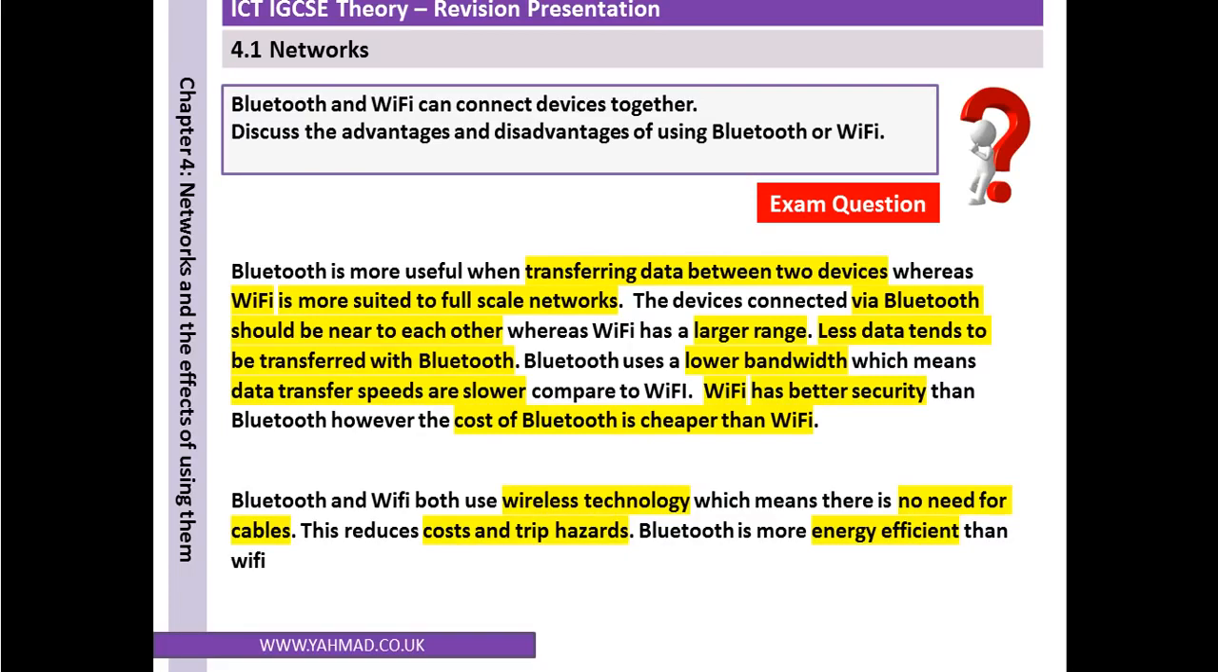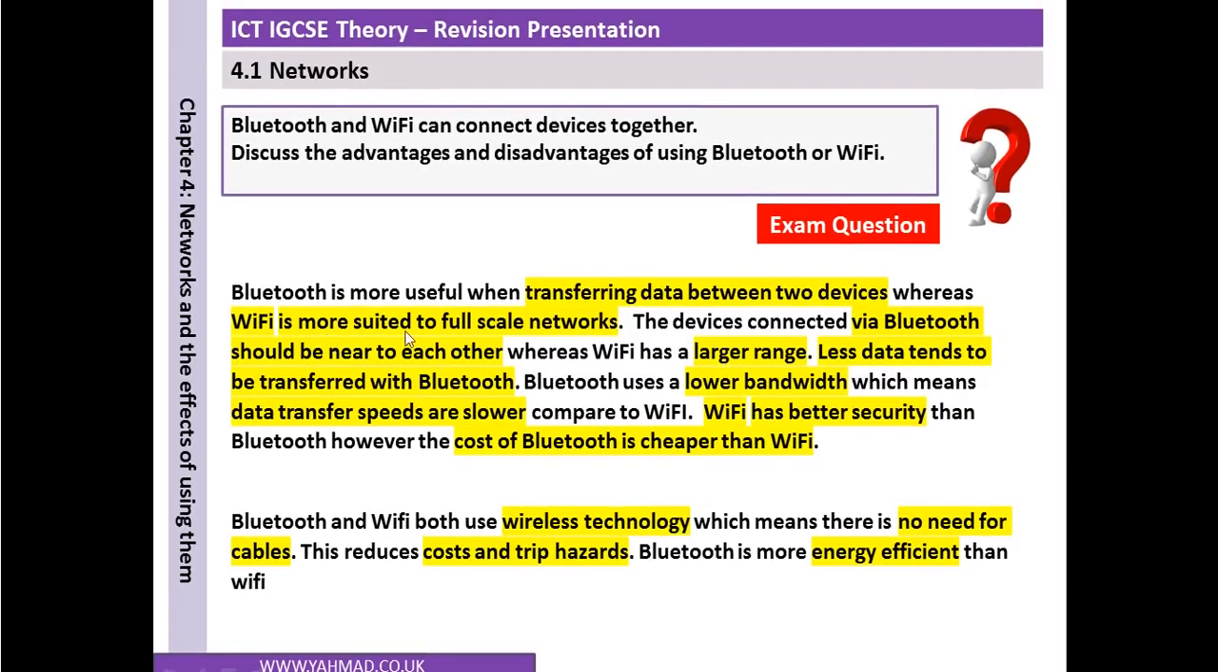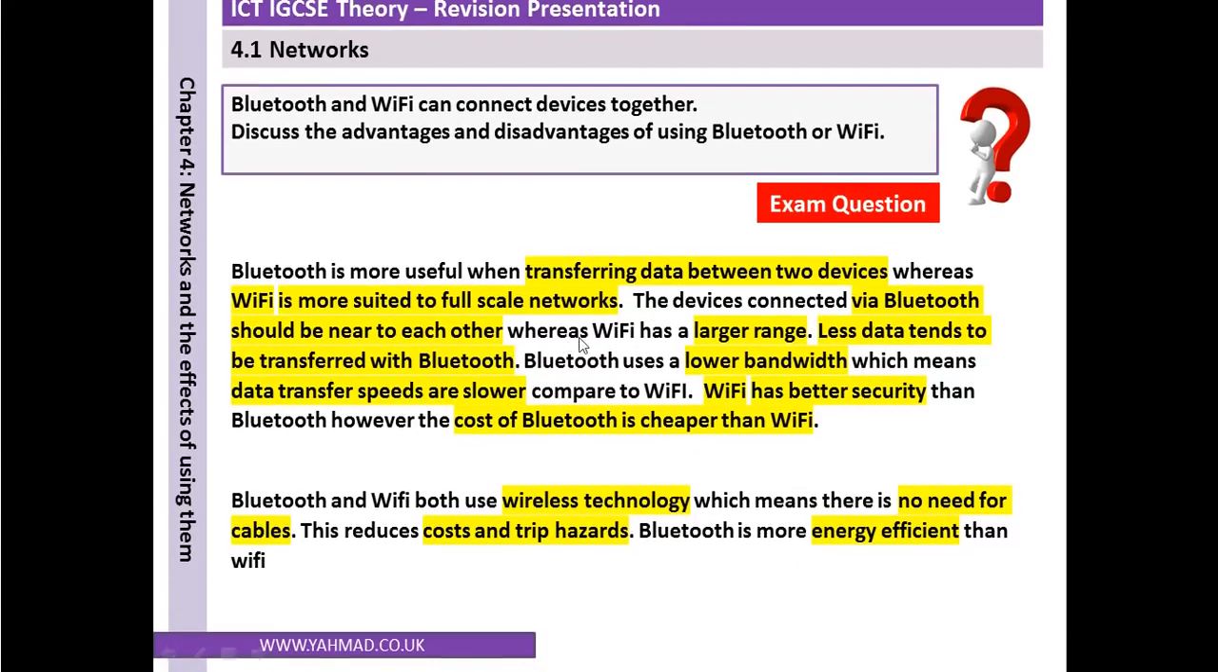So Bluetooth and Wi-Fi can connect devices together. Discuss the advantage and disadvantage of using Bluetooth or Wi-Fi. Bluetooth is more useful when transferring data between two devices, whereas Wi-Fi is more suited to full-scale networks. The devices connected via Bluetooth should be near to each other, whereas Wi-Fi has a larger range.